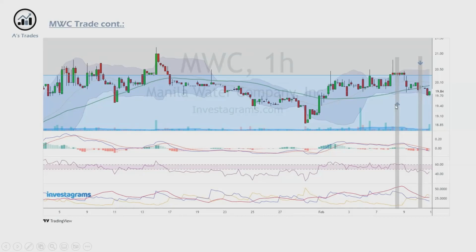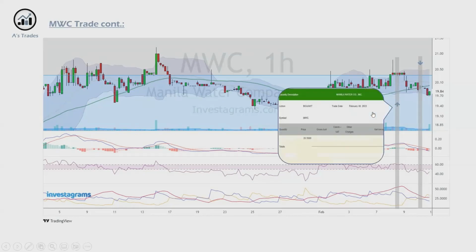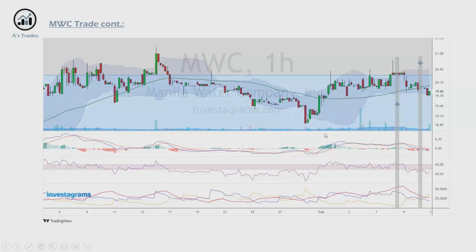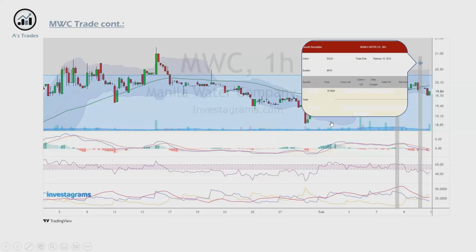So these are my trading confirmation. So I bought it on February 8th at the price of 20.35, and then exited on February 10th, the price of 19.9.